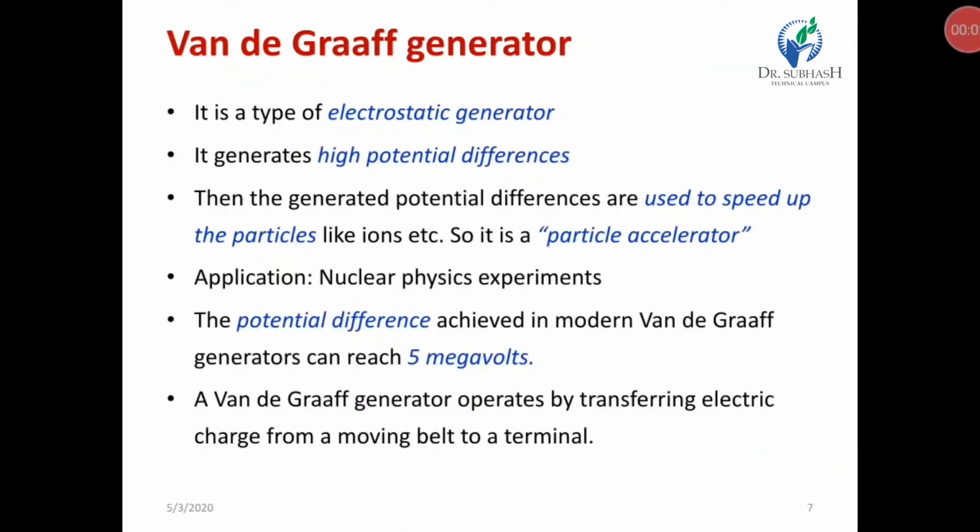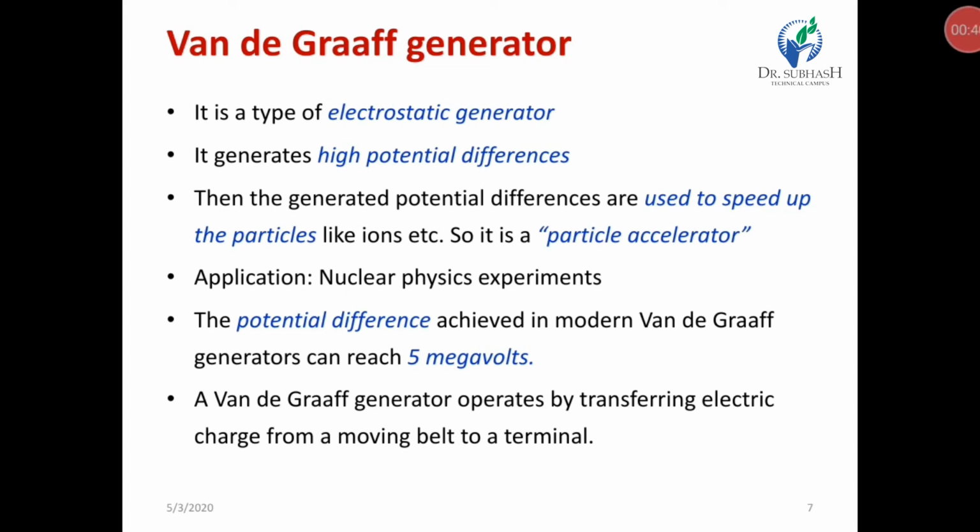Now Van de Graaff generator, it is a type of electrostatic generator. It generates high potential differences. Then the generated potential differences are used to speed up the particles like ions, etc. So it is a particle accelerator. Application of this type of generator is in nuclear physics experiments. The potential difference achieved in modern Van de Graaff generators can reach 5 megavolts. So it is a very large voltage.